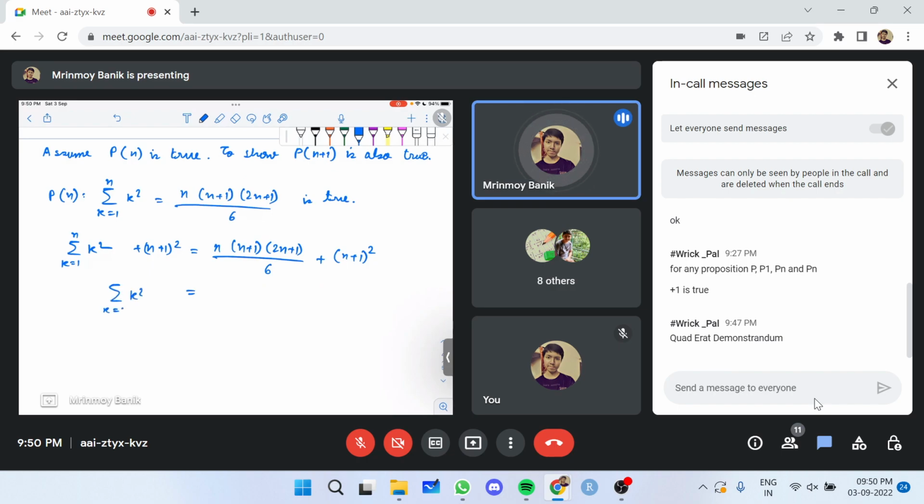Yes, sir, that is what I was getting, but I could not transform it into that formula. Okay, just take the LCM and then break everything up. You will get that formula if it's anywhere true.